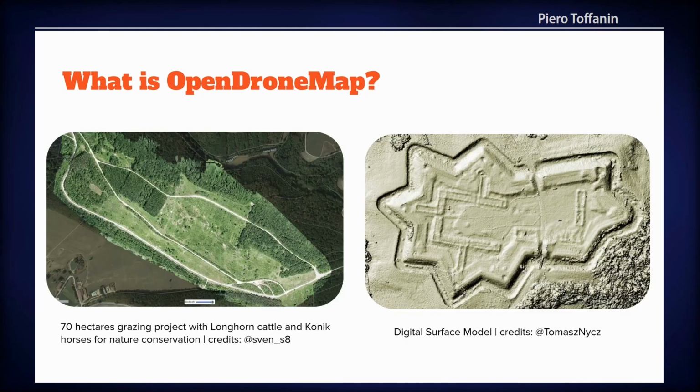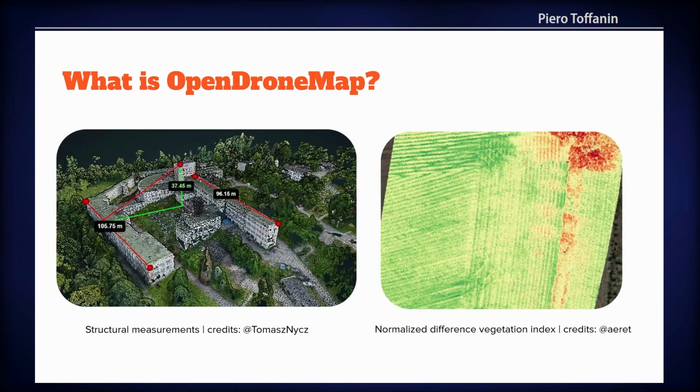Some of the examples that you can find from people around the world using OpenDroneMap include mapping longhorn cattle areas to see where they're moving, or making digital surface models of archaeological sites. It includes the ability to make measurements on 3D point clouds, computing plant health map indices. All of this is done through the software, through a GUI that we've created for the software. So all of these screenshots are directly from the software that you can download from OpenDroneMap.